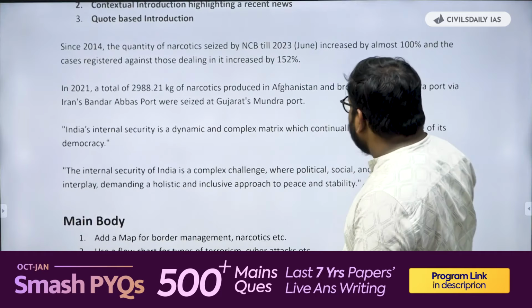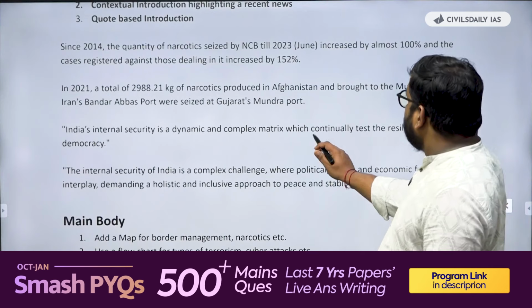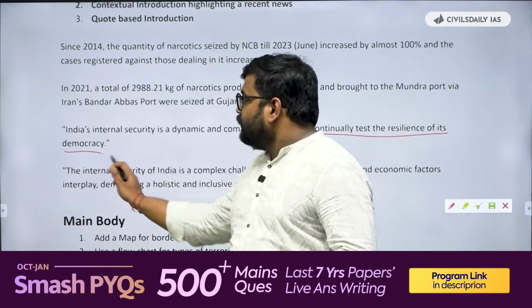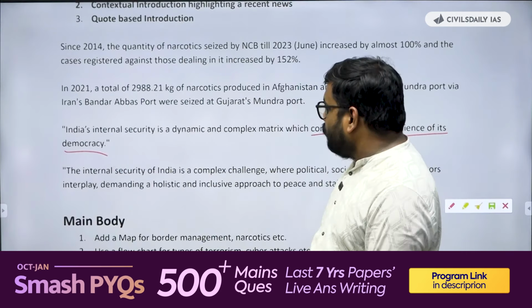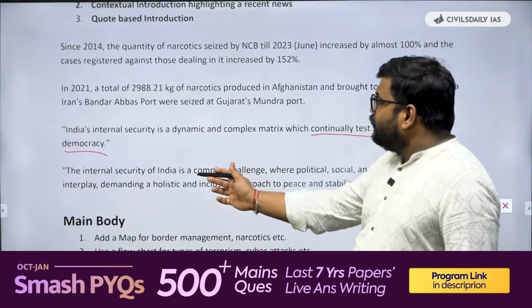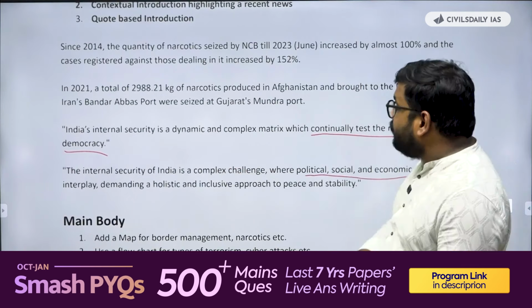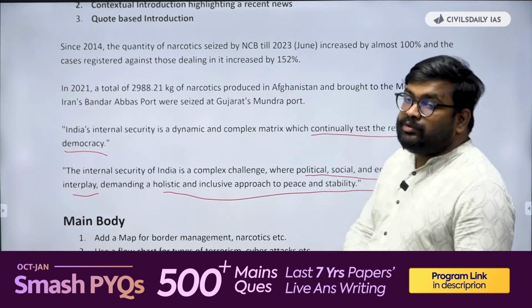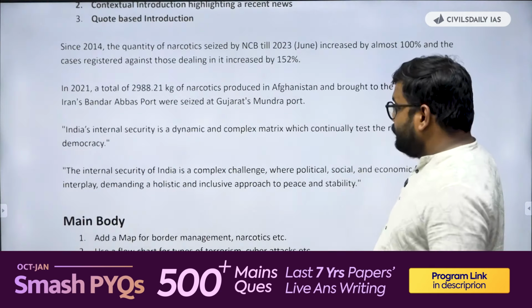India's internal security is a dynamic and complex matrix which continually tests the resilience of its democracy. So such quote-based introductions you can use. Or second, the internal security of India is a complex challenge where political, social and economic factors interplay, demanding a holistic and inclusive approach to peace and stability. So on the broader questions, you can use quote-based introductions.